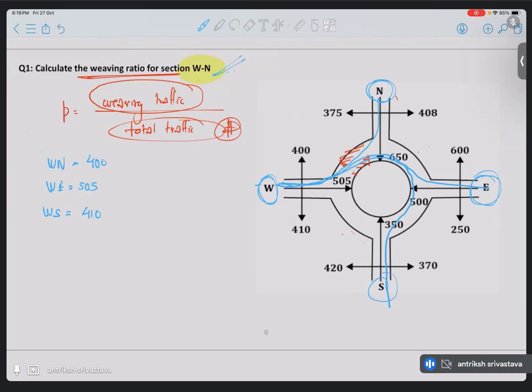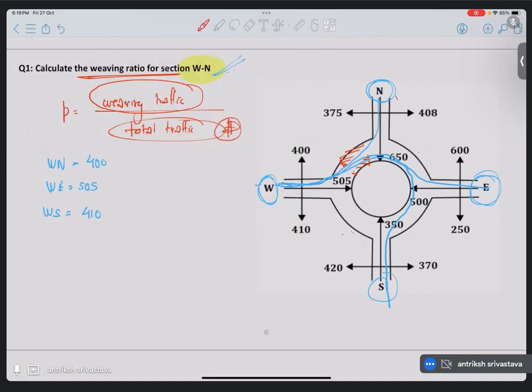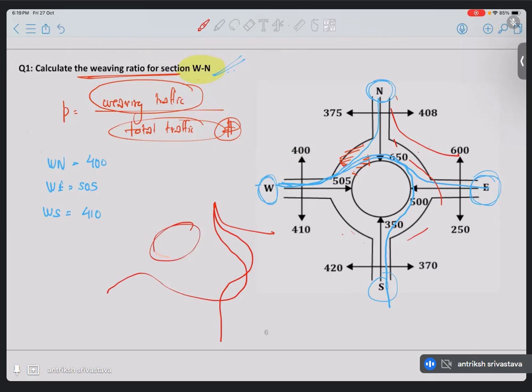Then what else can go here? Let's look at north now. Let me change the color of the pen. Let's look at red. So from north, the car can go left. So this is this. Then it can go straight. It will be this, and it can go right. It is this. In all these three cases, the traffic is not actually going through this section. So no traffic from north is going to go through this weaving section.